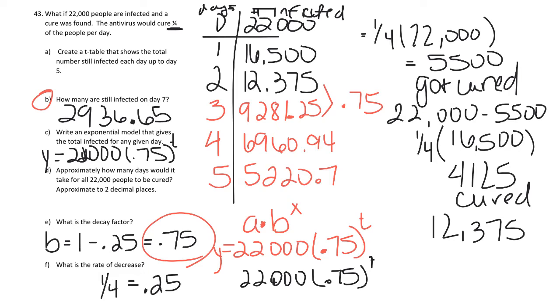And then part D, approximately how many days would it take for all 22,000 people to be cured, to 2 decimal places? So that's where I know it's 2,000 on day 7, so maybe let's take that same equation and try 10 days. Day 10, there's 1,238. Let's try day 15. There's 293. And let's try day 20. 69 on day 20.